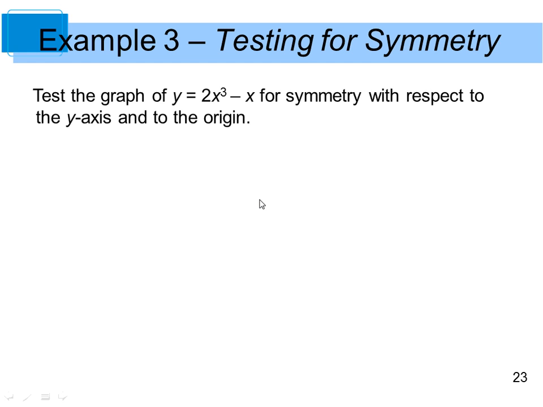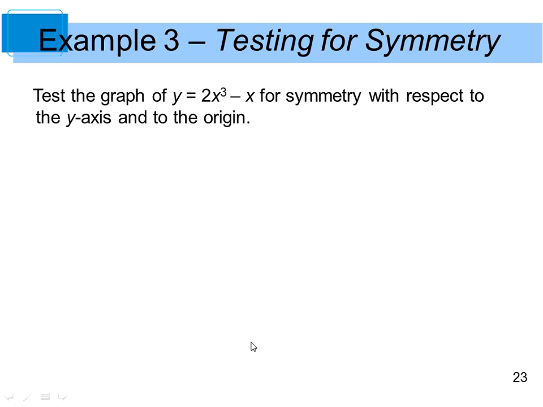So let's see. If we replace all the x's here with negative x, do we end up with the exact same function that we started with? If so, then it is symmetric to the y-axis. If it's not exactly the same, then it's not symmetric to the y-axis. So do we end up with the exact same thing?